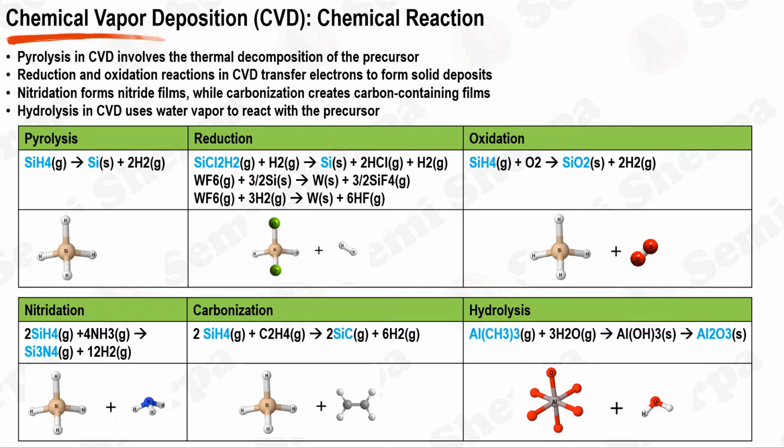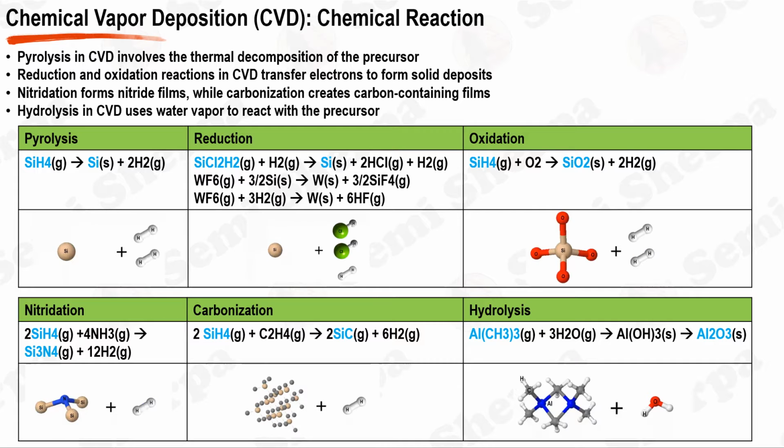Reduction and oxidation reactions involve the transfer of electrons from one species to another. In reduction CVD, the precursor is reduced on the substrate's surface, often by hydrogen or another reducing agent. This reduction process can be used to deposit metals from their gaseous inorganic or metal-organic compounds. Conversely, in oxidation CVD, the precursor is oxidized to form a solid deposit.